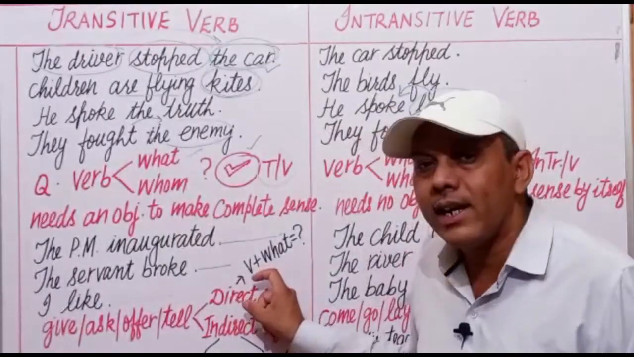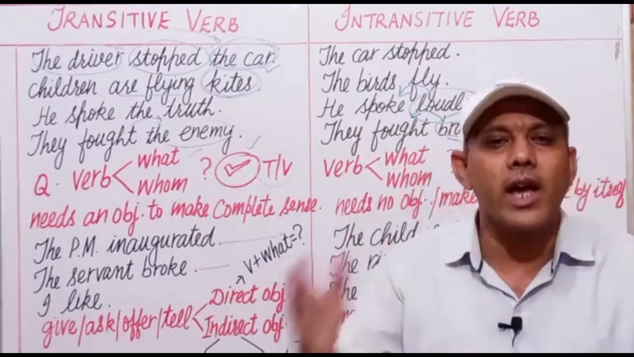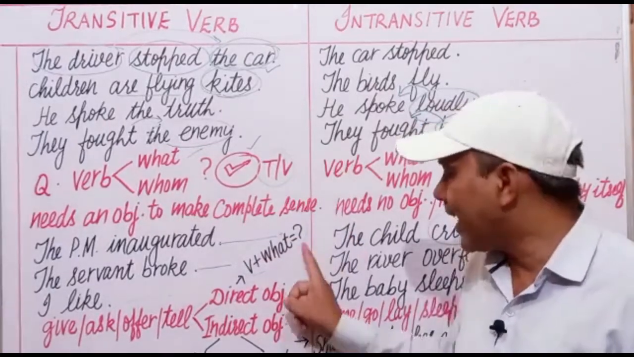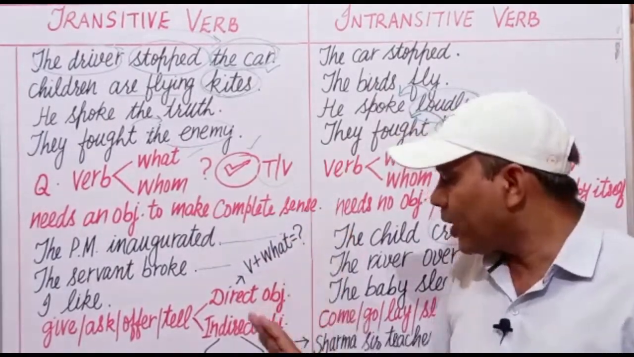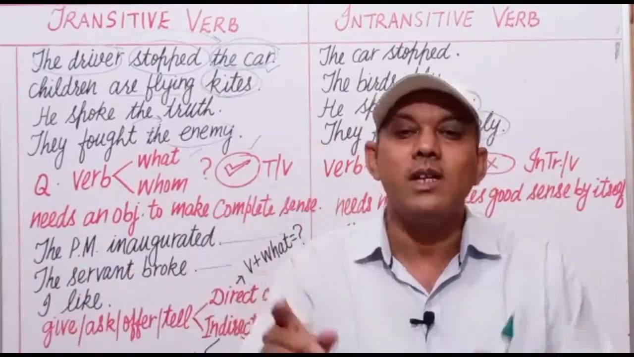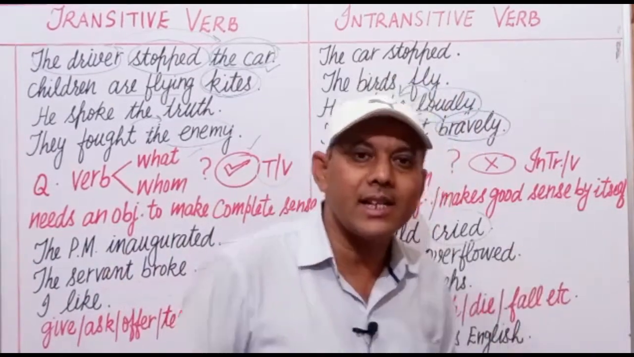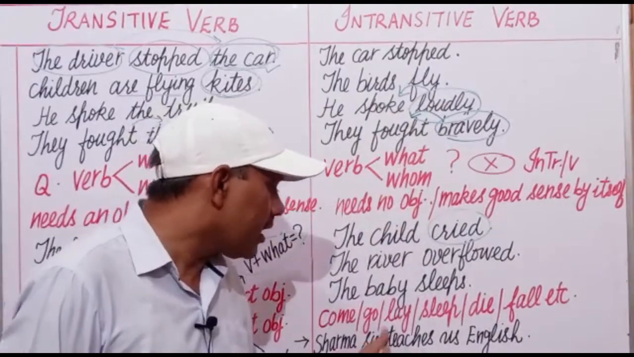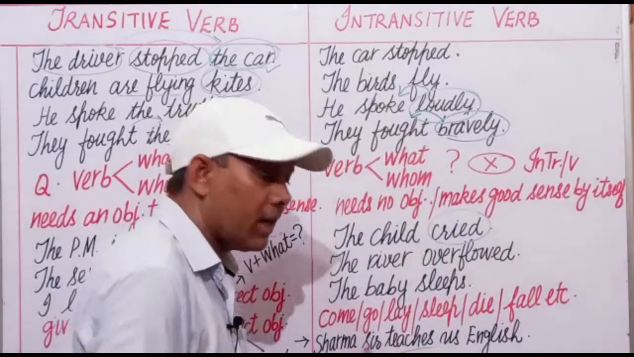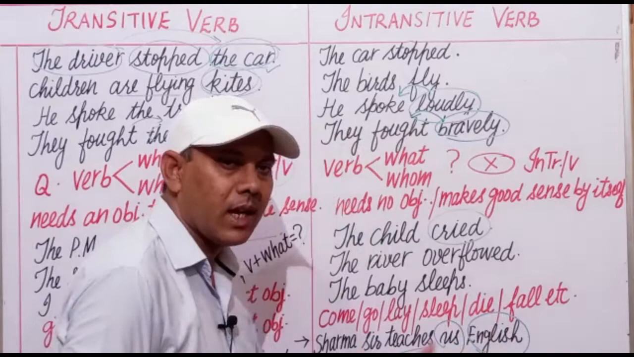How will you identify the direct object and indirect object in a sentence? It's very simple. Frame a question, verb plus what? You will get the direct object. And frame a question, to whom something is given or for whom something is done. You will get the indirect object. Let us take an example. Sharma sir teaches us English. Here, this verb teaches has double objects, two objects, us and English.